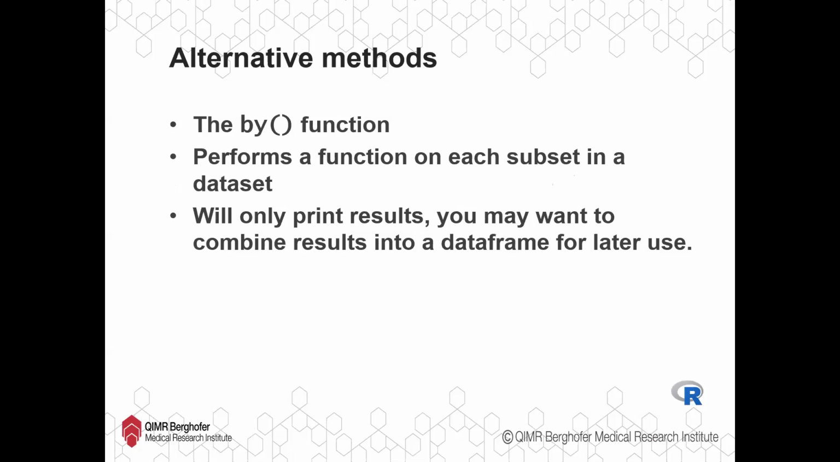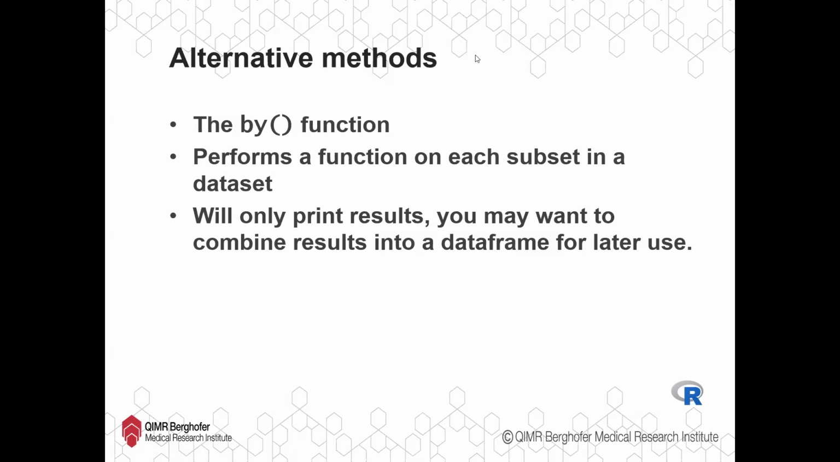So the first one is the by function. It takes a function, and on each subset of the data, it performs that function. Generally, the by function will only print results to the screen for you. So it doesn't make a new data set or anything like that. The output can be saved, but it is structured in a way that's not necessarily designed for using. It's more just designed for printing and seeing. But we can show you a couple of ways to combine into a data frame for use.